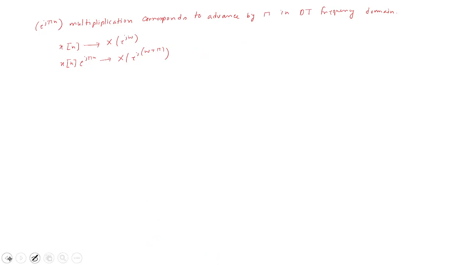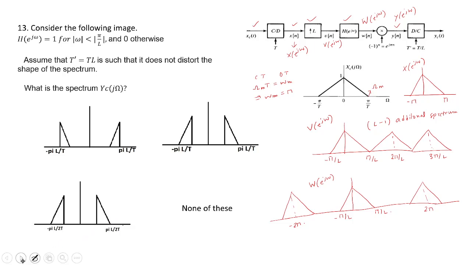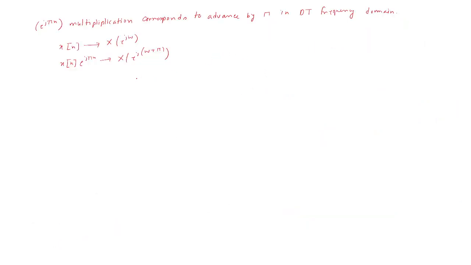So let me go back to the previous picture. So the y[n] is going to be something like that. Sorry, the spectrum of y[n] denoted as Y of e to the power j omega. Your copies are now shifted by pi, so that the one copy at 2 pi is now shifted to pi, and this one is shifted to minus pi. And this is pi minus pi by L. This is pi plus pi by L.